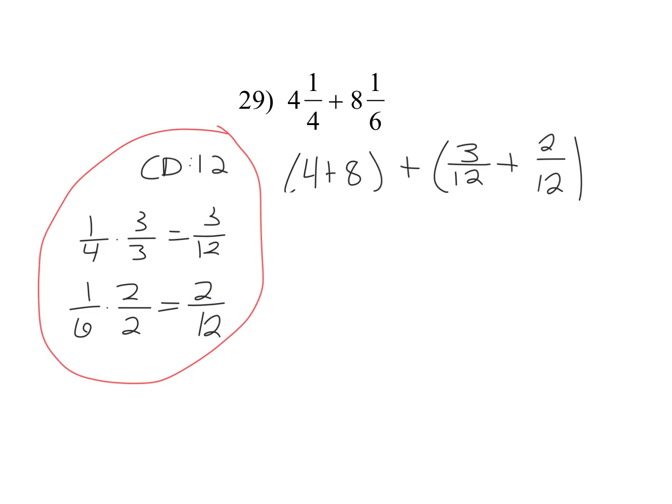So what's 4 plus 8? 12. What do we have for our fraction? 5 over 12. Good. Can I leave my answer like this? No. What would my final answer be? 12 and 5/12.